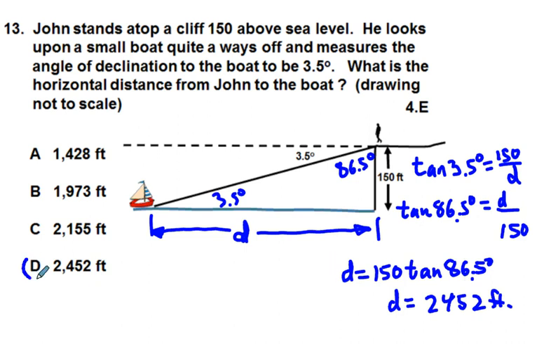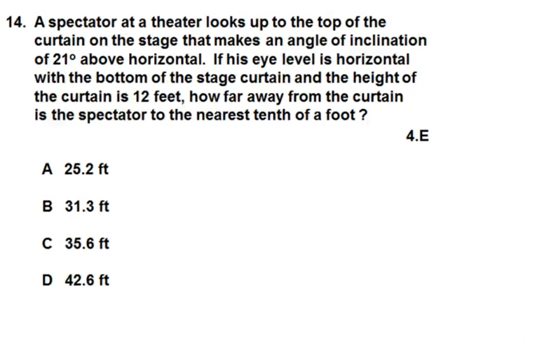And that's answer choice D. Next, 14. A spectator in a theater looks up to the top of the curtain on a stage. It makes an angle of inclination, or angle of elevation, that's another word for inclination, of 21 degrees above horizontal.